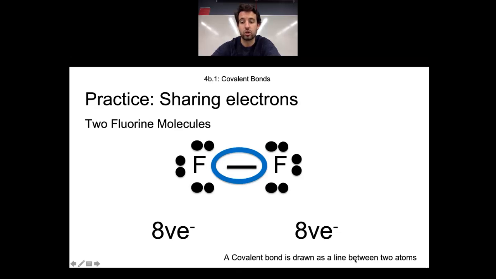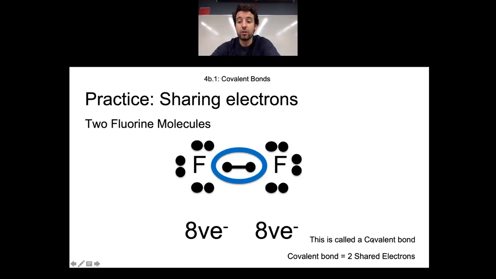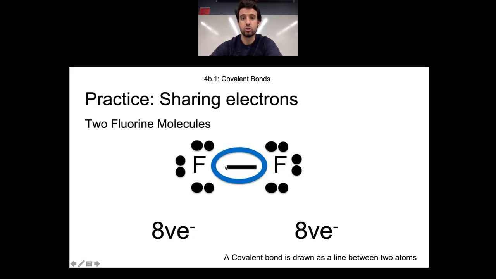So a covalent bond is drawn as a line between 2 atoms. The other thing to note is that a covalent bond is always 2 shared electrons. So what that means is anytime you see a line, think 2 dots. Sound good? Cool.